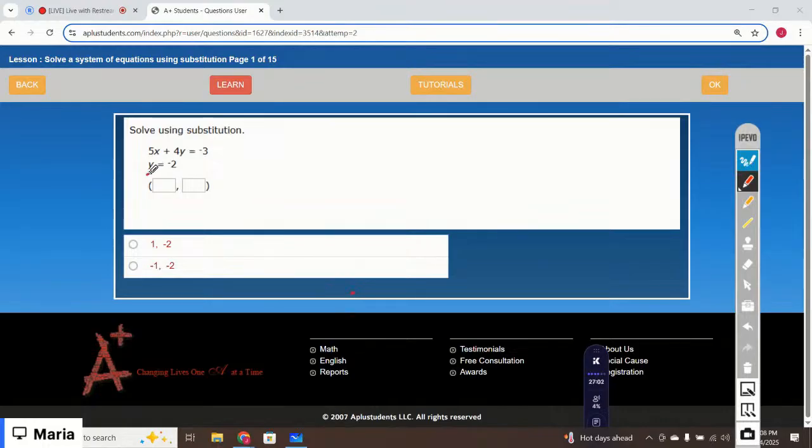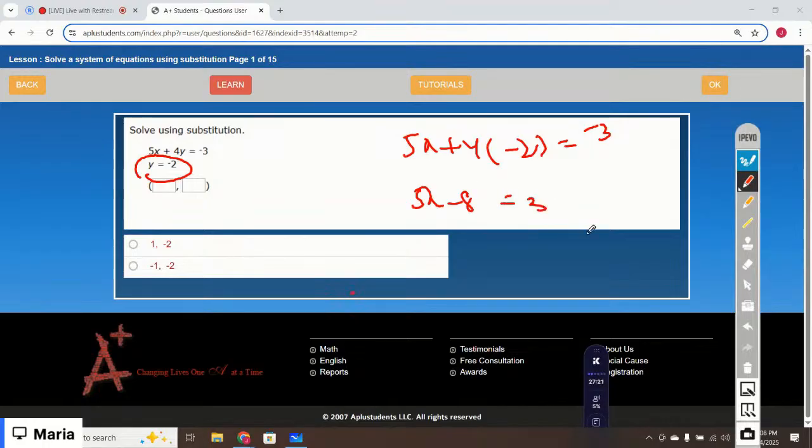Here the variable y is already isolated. You have the value y equals negative 2. Let's substitute the value in equation number 1. 5x plus 4y is 5x minus 8 equals 12 negative 3... moving 8 to the other side, 5x equals 3.